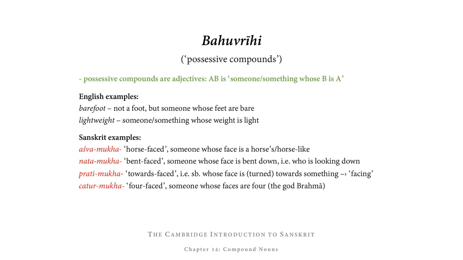Pratimukha, literally someone whose face is towards, who is towards-faced, i.e. someone who is facing someone. Chaturmukha, someone whose face or whose faces are four, so someone who is four-faced, who has four faces, and that would be a description of the god Brahma.